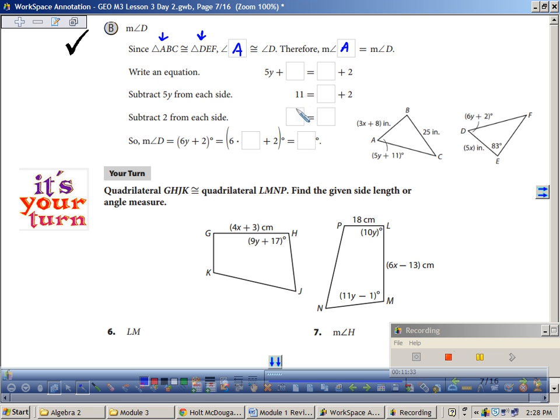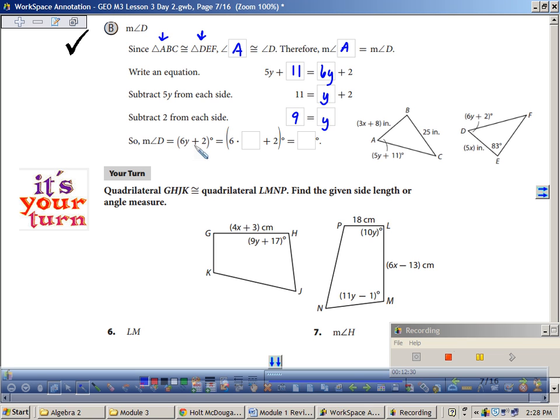All right, so write an equation. Do we know the measure of angle A? It's right here. What is the measure of angle A? 5y plus 11. What's the measure of angle D? 6y plus 2. If I subtract 5y from both sides, I would have no y on this side, and how many y's would I have on this side? 1y. If I subtract 2 from both sides, I would have y left, and how much would be left over? 9. We should have just done the math instead of filling in those boxes. I don't like when we have to fill in those boxes.